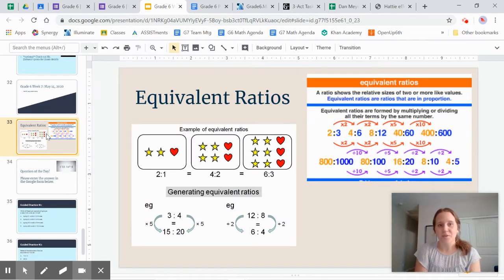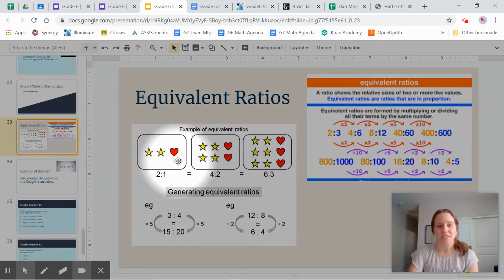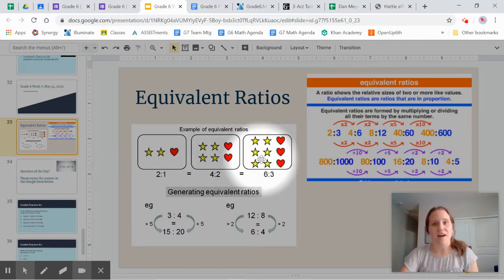All right, let's review equivalent ratios. I'm going to start here with this picture. This is an example of equivalent ratios, so just follow along with my mouse. The ratio of stars to hearts in this diagram is 2 to 1. An equivalent ratio might have more of each part, but each part increases in proportion, or increases proportionally. So if we had 2 stars to 1 heart, that's the same as saying 4 stars to 2 hearts. Of course, there are more stars and more hearts, but they've increased equally. Same thing, 6 stars to 3 hearts.